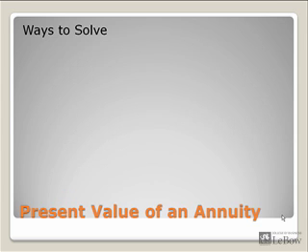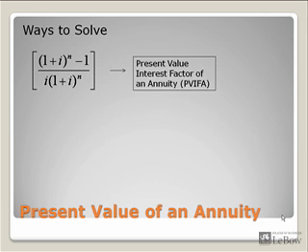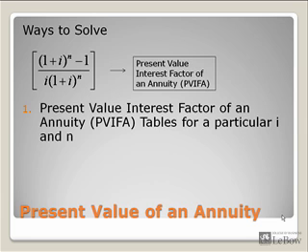Now again, we have several ways to solve this particular interest factor. We're terming this term in brackets the present value interest factor of an annuity. It is the interest factor that is applicable to present value of annuity calculations. One way to solve this is to look at the present value interest factor of an annuity tables. Here we have PVIFA representing that present value interest factor of an annuity. We have tables that designate for particular I's and N's what the interest factor is. We can use that interest factor, multiply it by the payment, and we would know for that particular example what the present value of the annuity is.